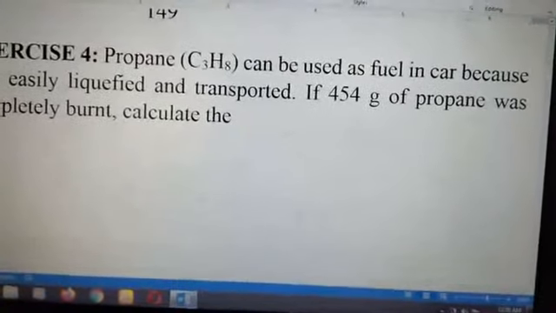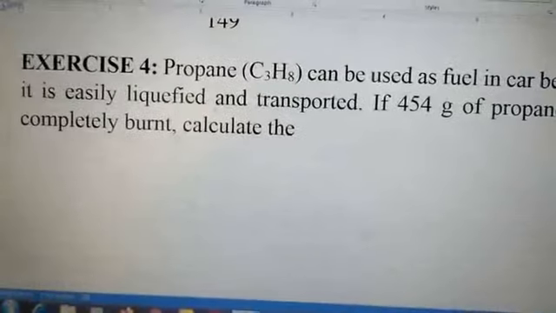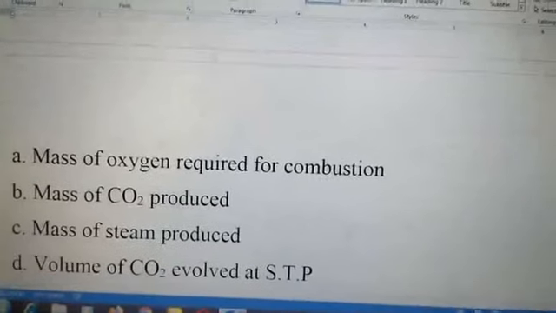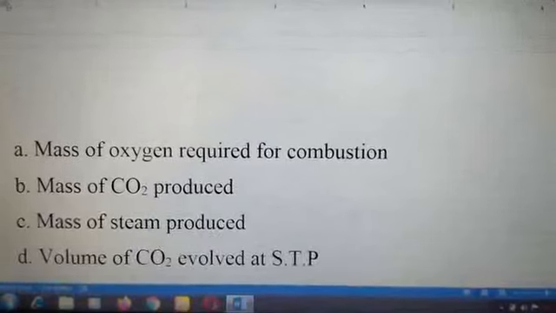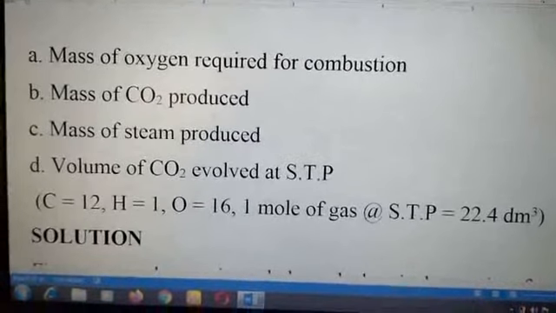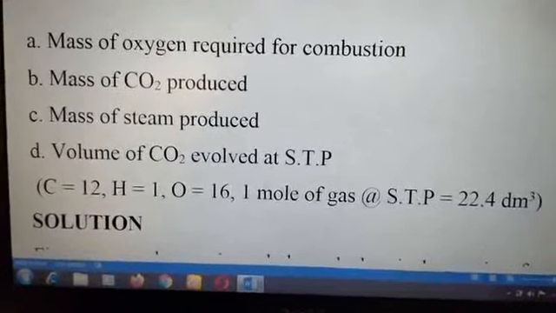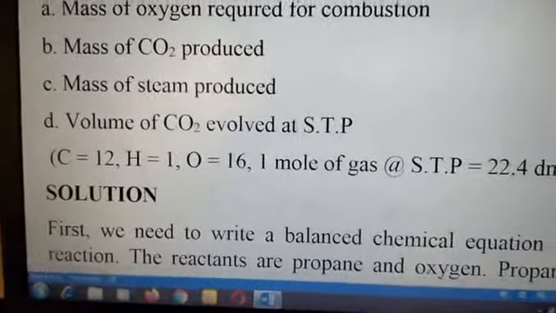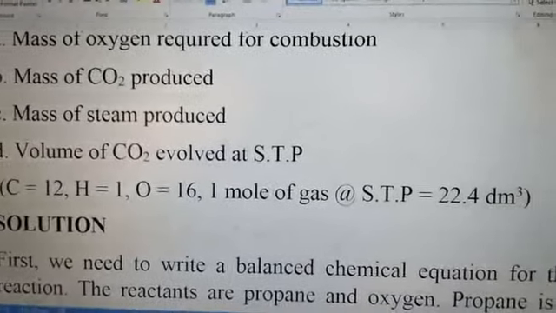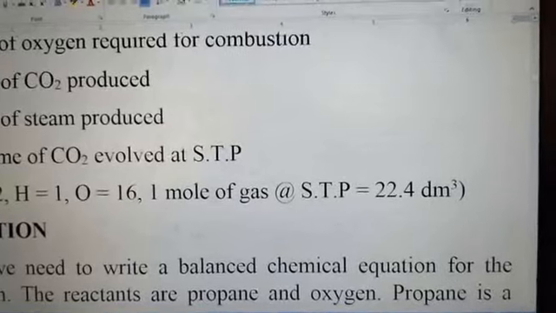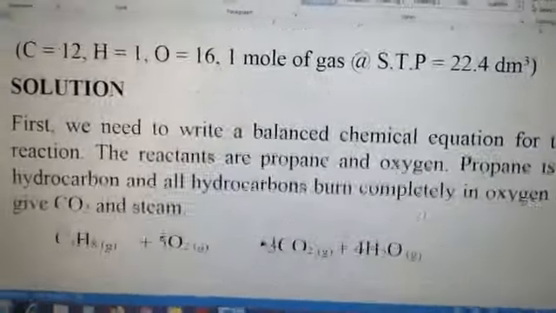If 454 grams of propane was completely burnt, calculate A, the mass of oxygen required for combustion, B, the mass of CO2 produced, C, the mass of steam produced, D, the volume of CO2 evolved at STP. And in brackets, we're given the atomic masses of carbon as 12, hydrogen as 1, oxygen as 16, and 1 mole of a gas occupies 22.4 dm³ at STP, the molar volume of a gas at STP. So go to the solution.